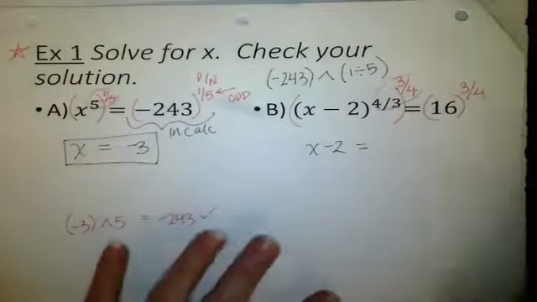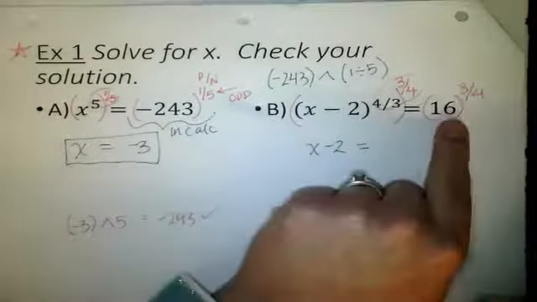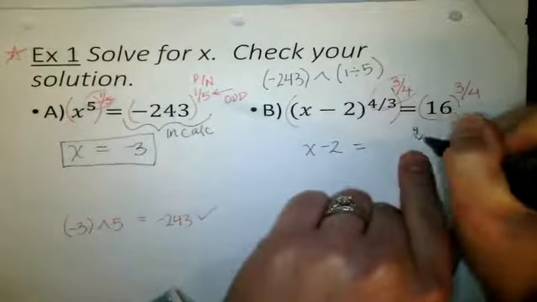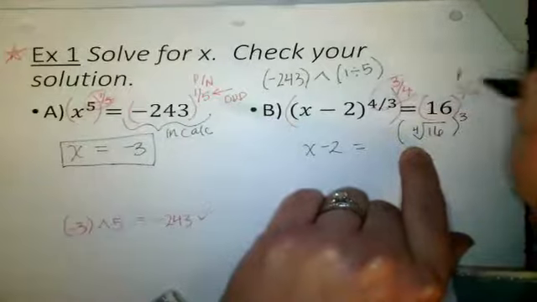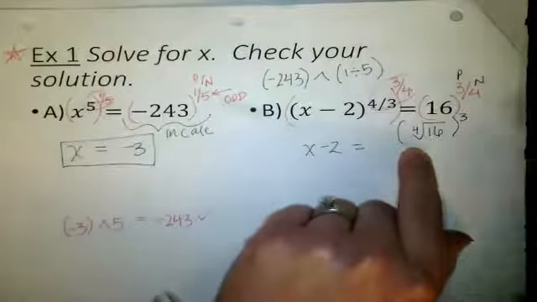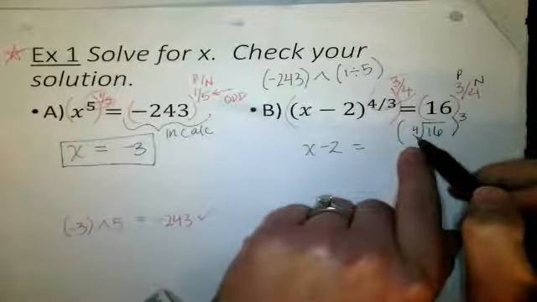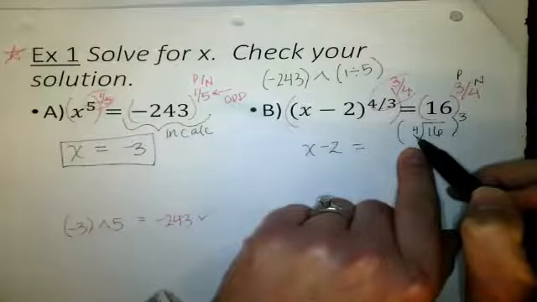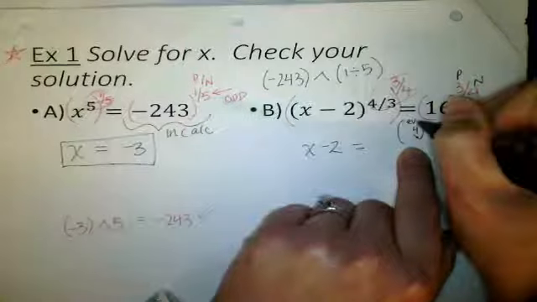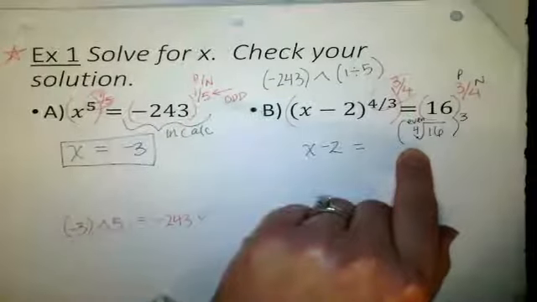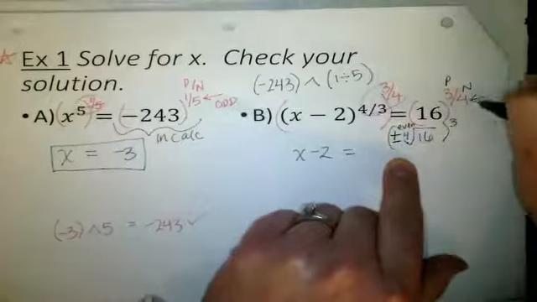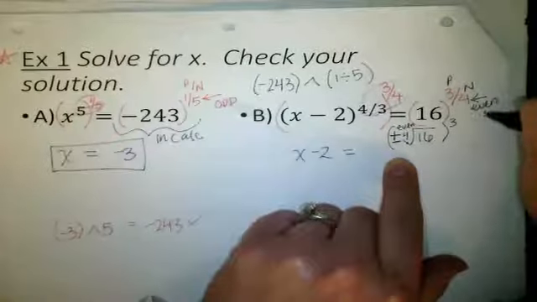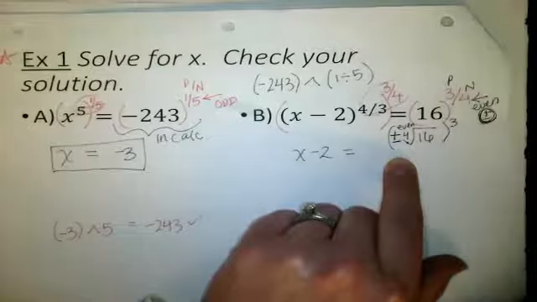So now, this really means the 4th root of 16 to the 3rd power, power over index. We're taking a 4th root. What do we need to remember? We're taking an even root. What do we need to remember? Plus or minus. Always, always. So anytime that index is an even number, you need to remember the plus or minus.